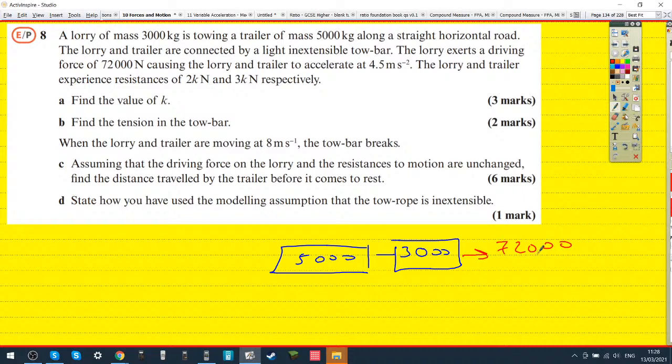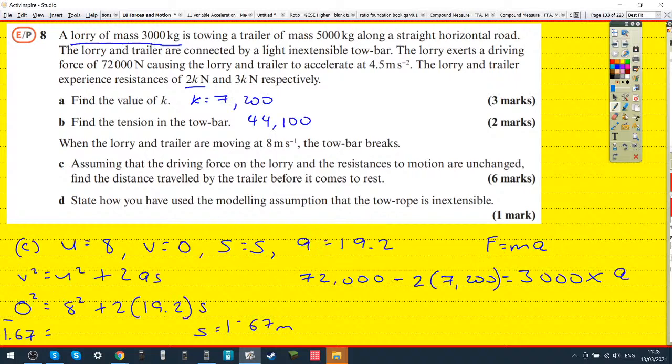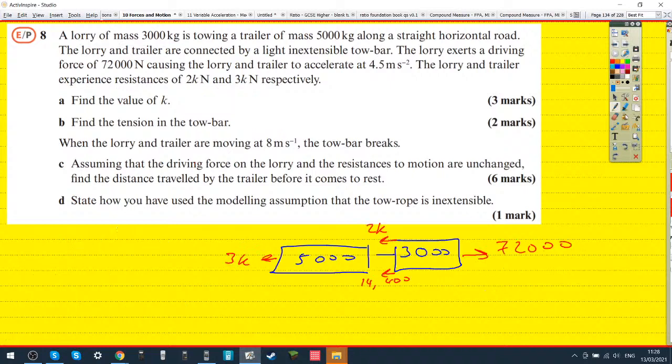Sorry, the lorry and trailer experience resistances. So it's got 2k going against it. Yeah. The other one's 3k. Okay, so k was 7,200. So that becomes 14,400. Yeah, that makes sense. Hold on. 72,000. Yeah. Okay. Find the value of K. We got it. Find the tension in the tow bar.